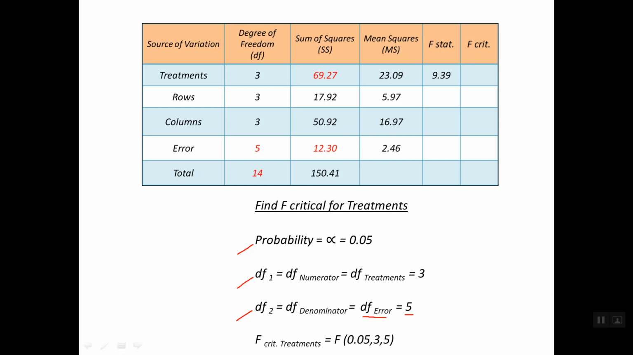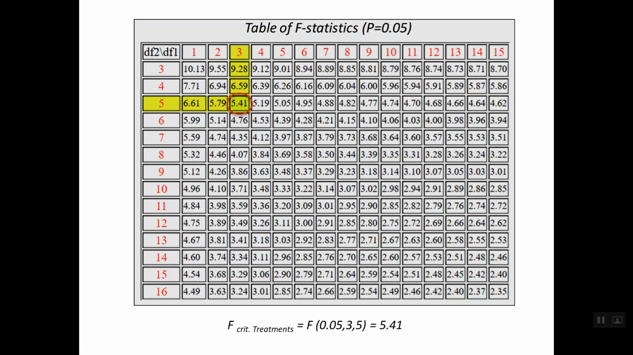So we need to determine a new F critical for the treatment at 0.05 probability, and degree of freedom 3, and degree of freedom for the error equal to 5. So this is the degree of freedom for the treatment, and this is the adjusted degree of freedom for the error, and the intersection is simply 5.41. So the F critical for the treatment is equal to 5.41.